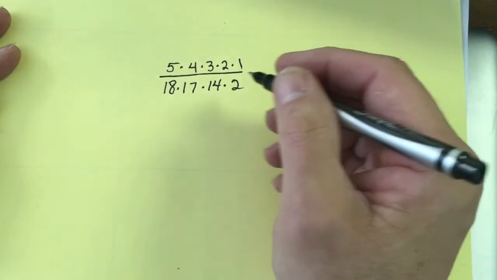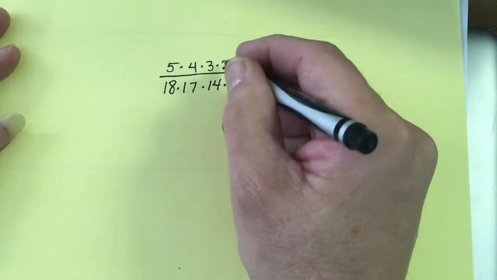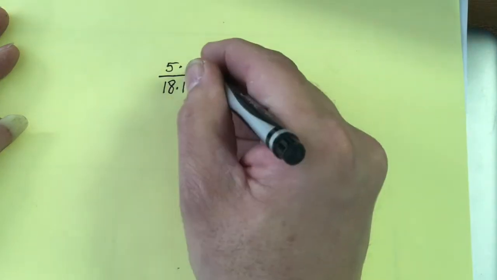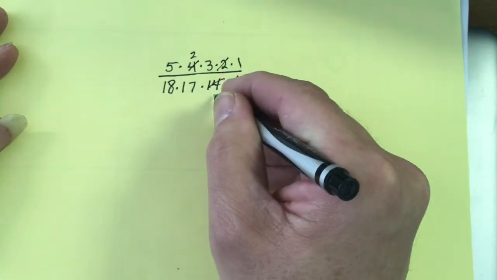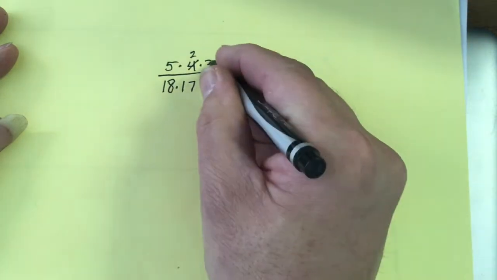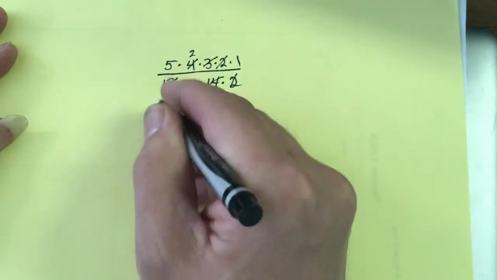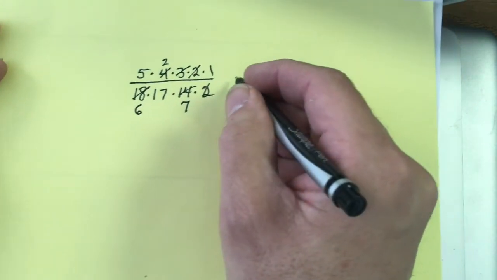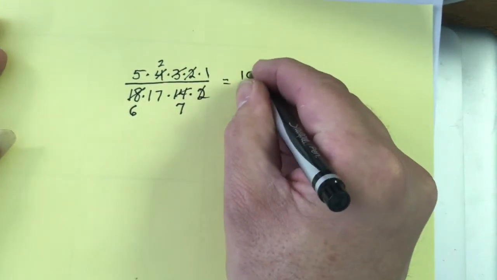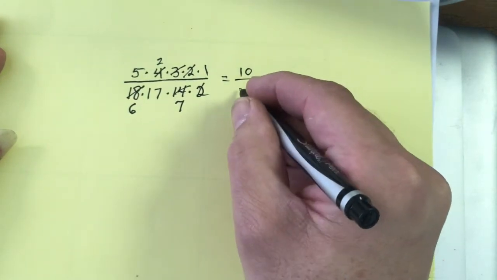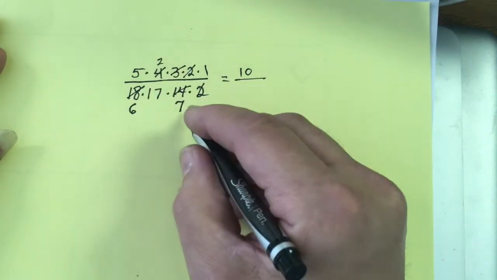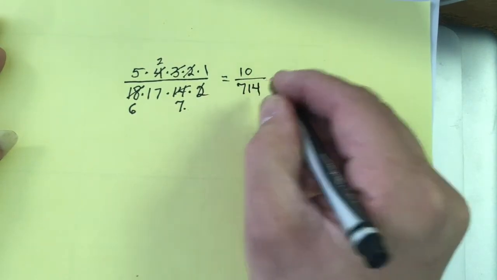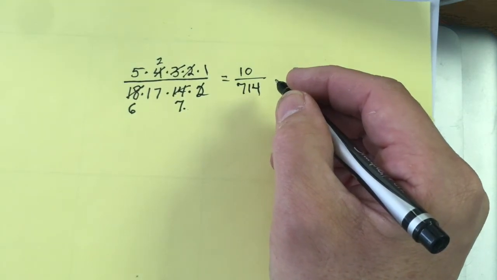Now let's see how much I can simplify this. I can take a 2 out and a 2 out here. I can take a 2 out of this and a 2 out of this. And I can take a 3 away from here and an 18 away from here and get 6. So now what do I have left? I have 10 over 17 times 6 times 7, 714. And no, I didn't do that in my head.